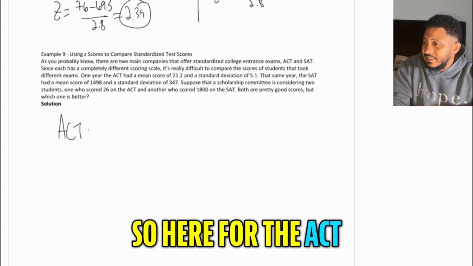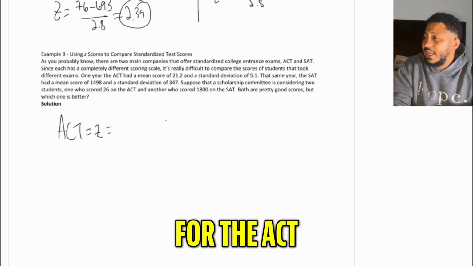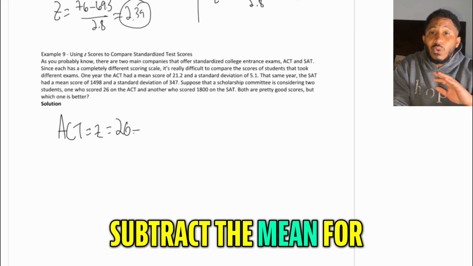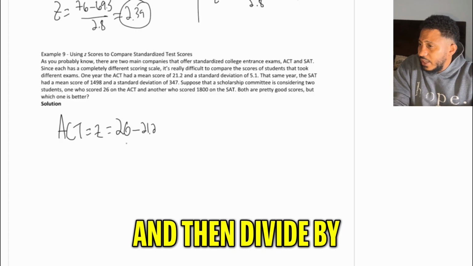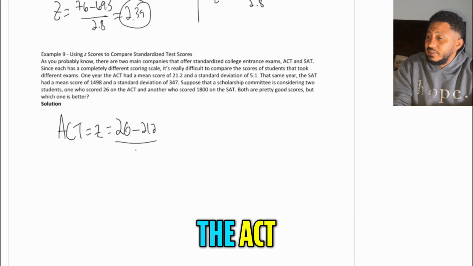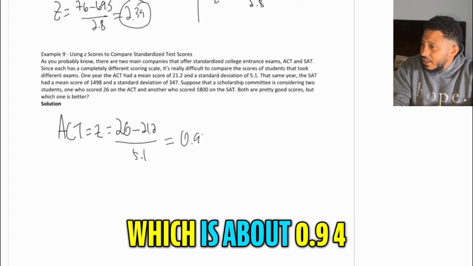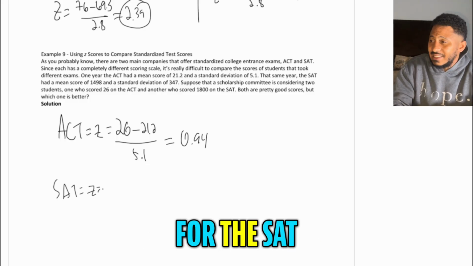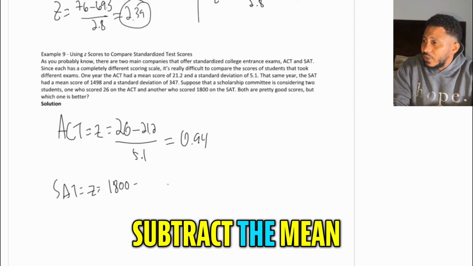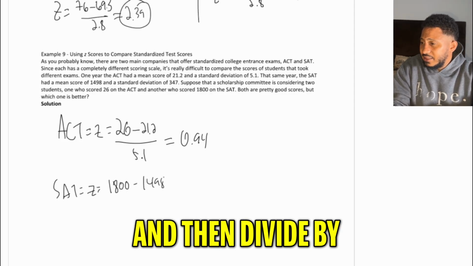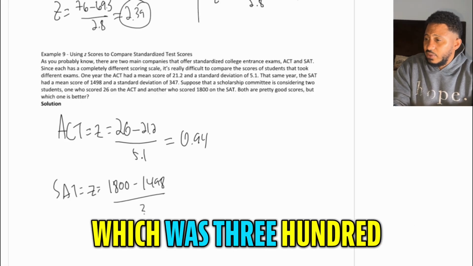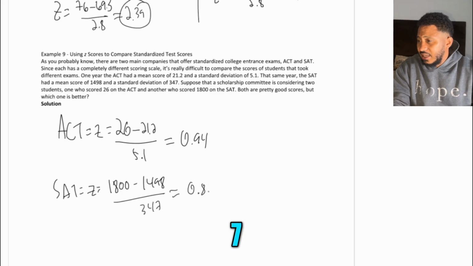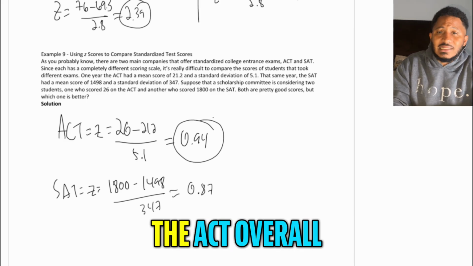The only way to do this is to compare their z-scores for their specific tests. So for the ACT, that student scored a 26. Subtract the mean for the ACT, which was 21.2, and then divide by the standard deviation for the ACT, which is 5.1, which is about 0.94. Versus the SAT, where the student scored 1,800. Subtract the mean, which was 1,498, and then divide by the standard deviation for the SAT, which was 347. That gives us approximately 0.87. So it looks like they scored better on the ACT overall.